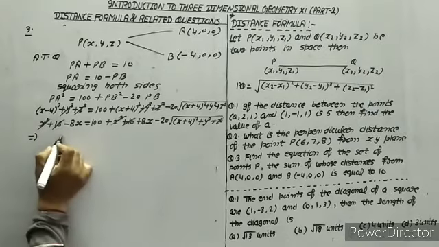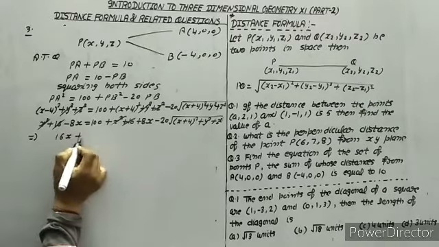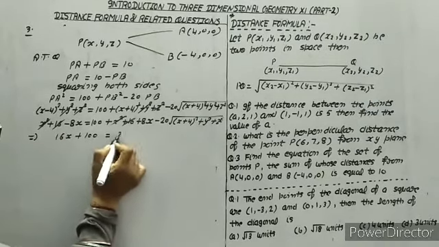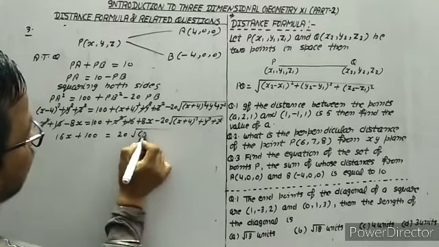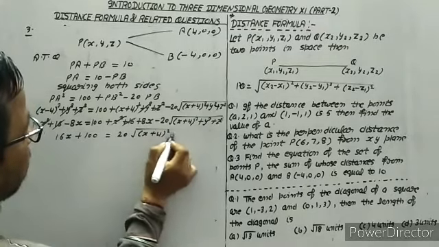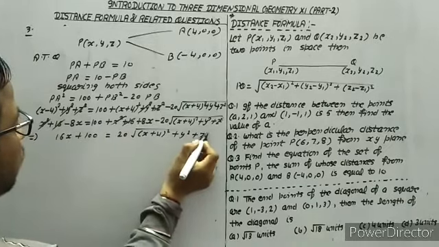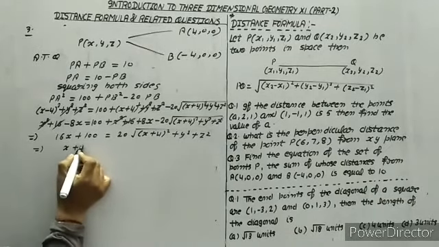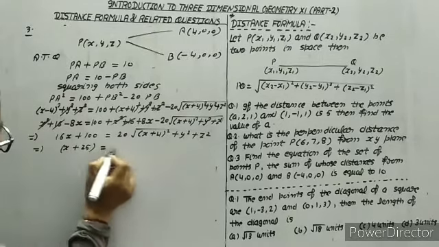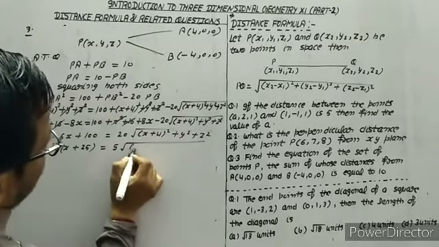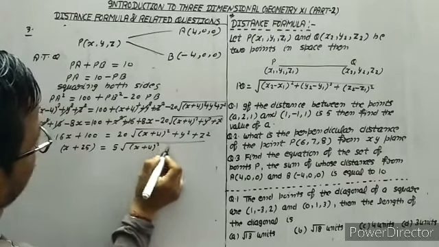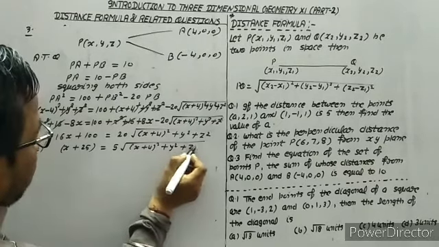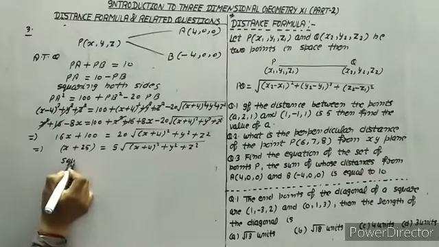It implies we have 16x plus 100 is equal to 20 under root (x plus 4) whole square plus y square plus z square. Now taking 4 common, this becomes 4x plus 25 equal to 5 under root (x plus 4) whole square plus y square plus z square. Now again squaring both sides.